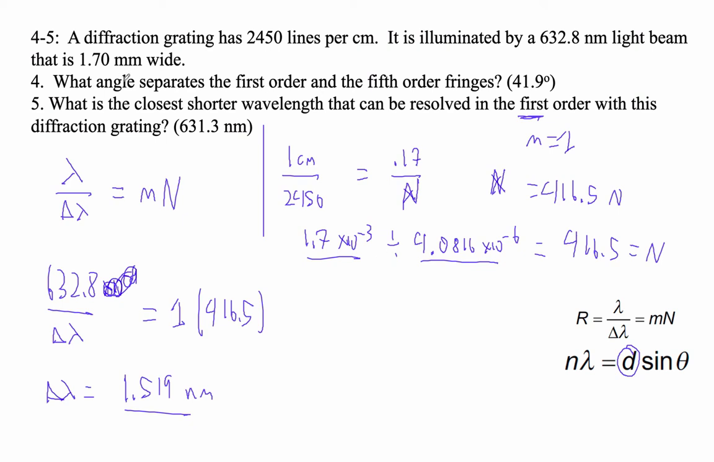And this is, what is the closest shorter wavelength that can be resolved? Well, shorter would be just less, right? So the shorter wavelength, I'll call it lambda s, is going to be 632.8 minus 1.519, which is 631.28 nanometers.